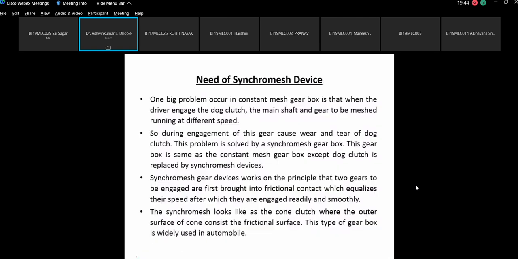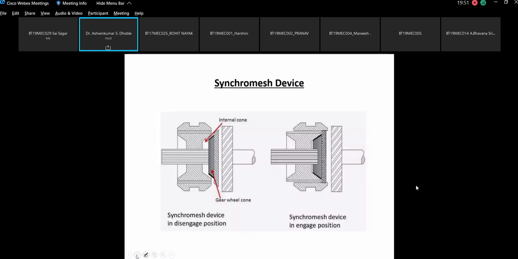So this is the thing which is given in the theory, whatever we have seen in yesterday's video, and this is how the synchro meshing is shown in the 2D diagram. So synchro mesh device in disengaged position, and this is the engaged position. This is something like your dog clutch. When we study the dog clutch, you will find that there is a cup and cone kind of arrangement, a wedge shape arrangement, which is used for the engagement and disengagement.